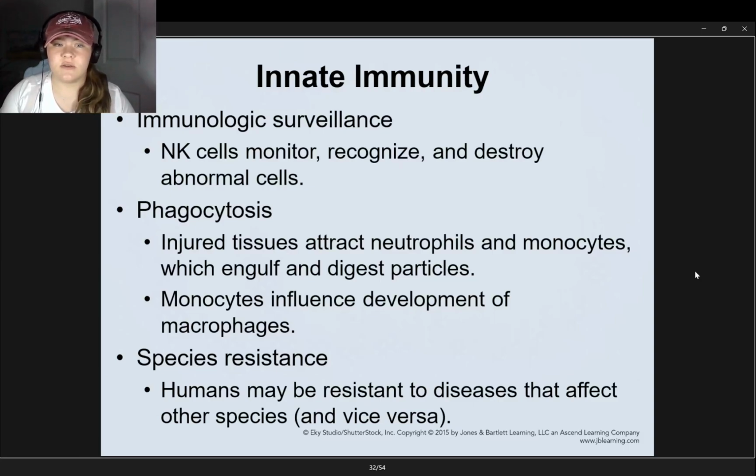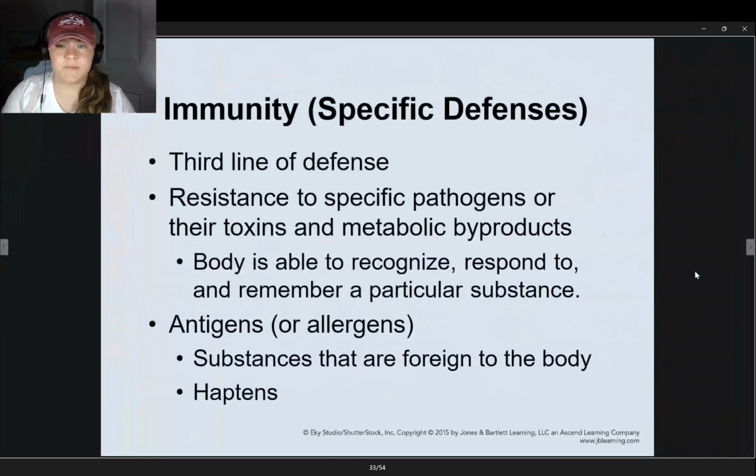Immunologic surveillance, you've got the NK cells, which monitor, recognize, and destroy abnormal cells. Phagocytosis, where injured tissues attract neutrophils and monocytes. They engulf and digest those particles. Monocytes influence the development of macrophages. You've got species resistance, which means we're resistant to different diseases that may affect other species, and vice versa.